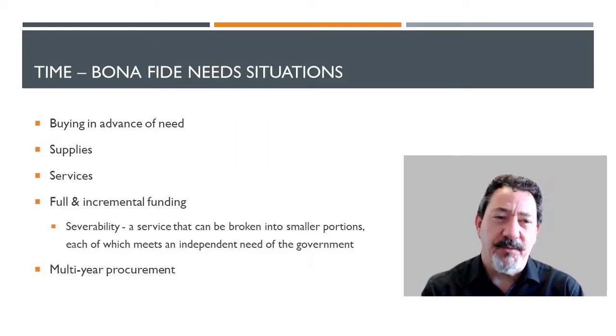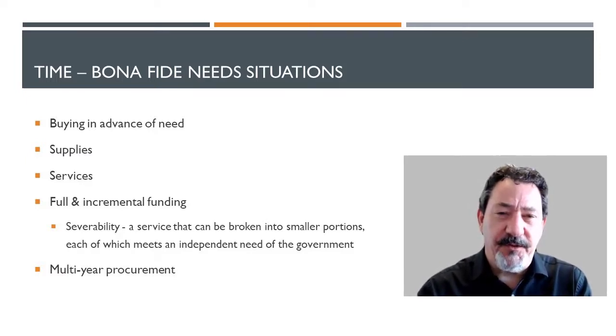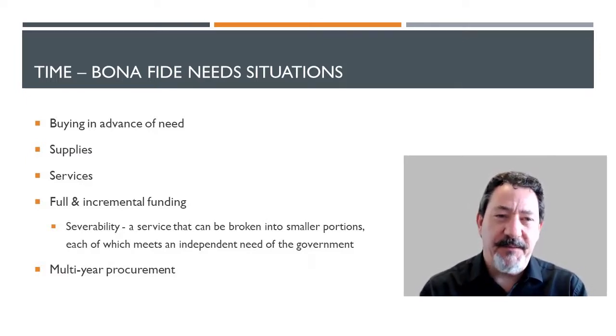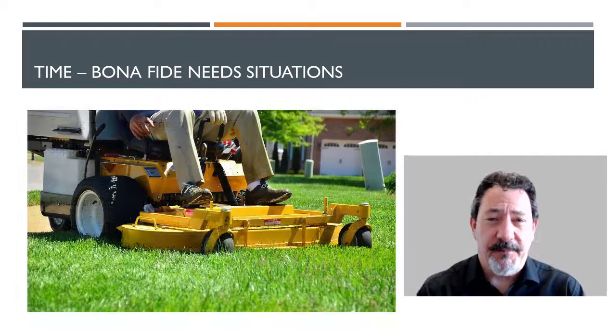Another exception to this rule are services. For a long time, the rule was that an annual service contract, and we're talking about a service that is what's called severable, a service that can be broken into smaller portions, each portion of which meets an independent need of the government. A really good example of this is groundskeeping. You need someone to cut the grass because the grass is long. As soon as they cut the grass, that need went away.